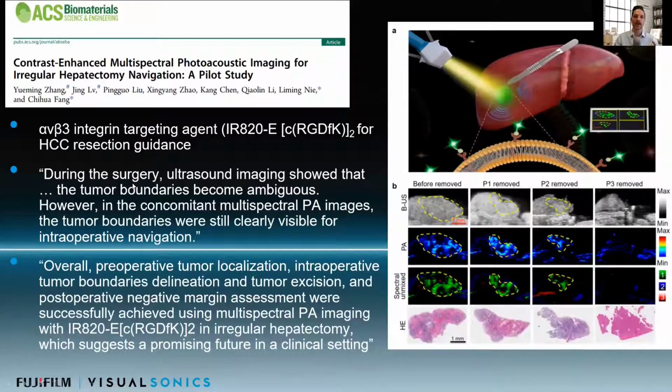This is where photoacoustic imaging came in. And because of this alpha V beta 3 integrin binding of the agent, it allowed them to visualize the actual tumor tissue and remove that tumor tissue. So this was a really interesting study, with obvious translational applications here as well.